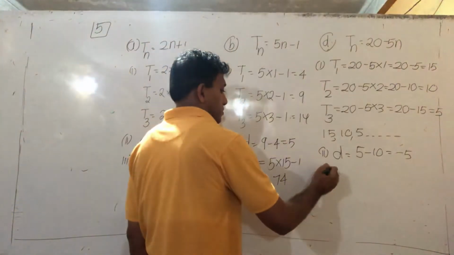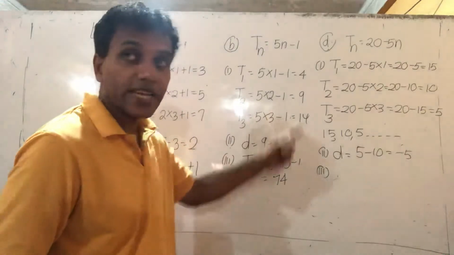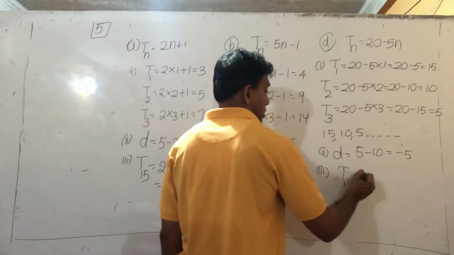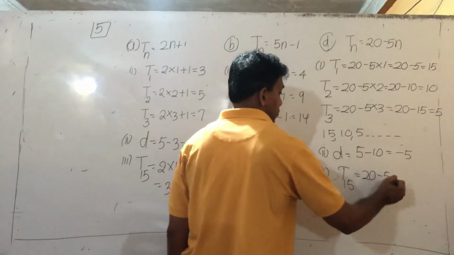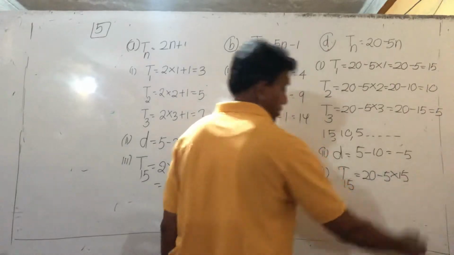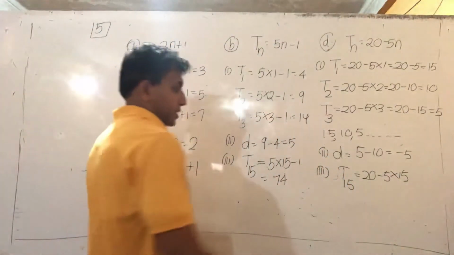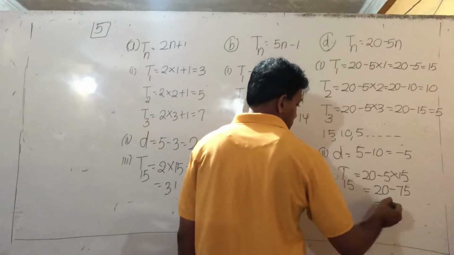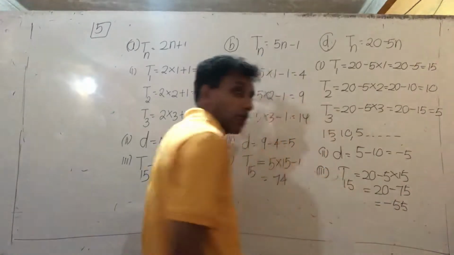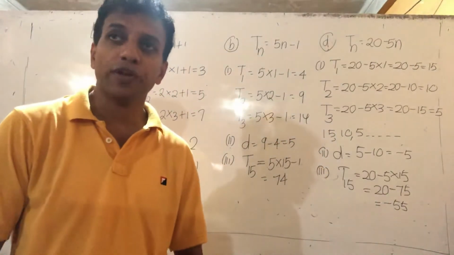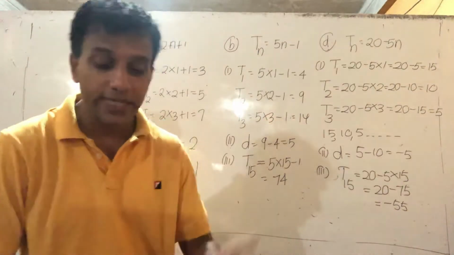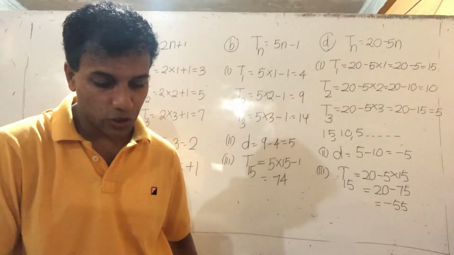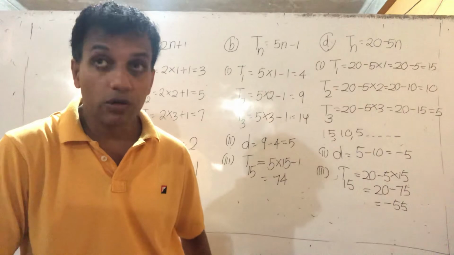Third part, find the 15th term, put n for 15. T15 equals 20 minus 5 times 15. So what is that? 20 minus 75. That is negative 55, right? So I hope you can answer this type of any question. Very important problem. Every O-level paper, your exams, provincial papers, your final term or second term exam, this must be a question, right?